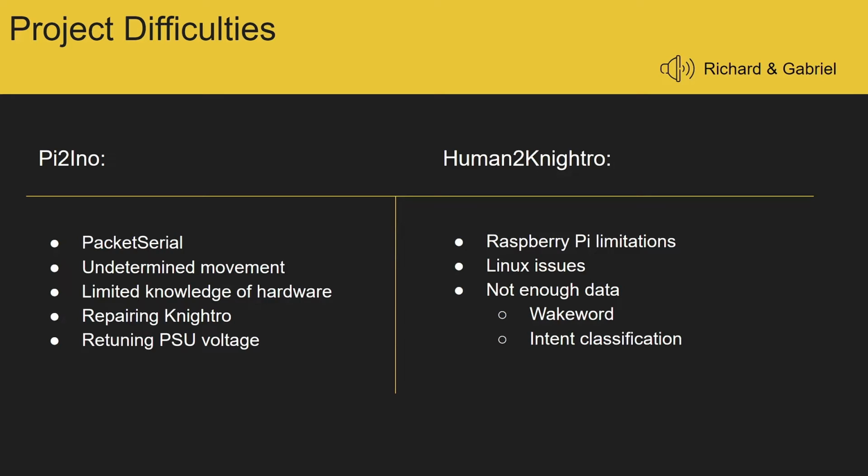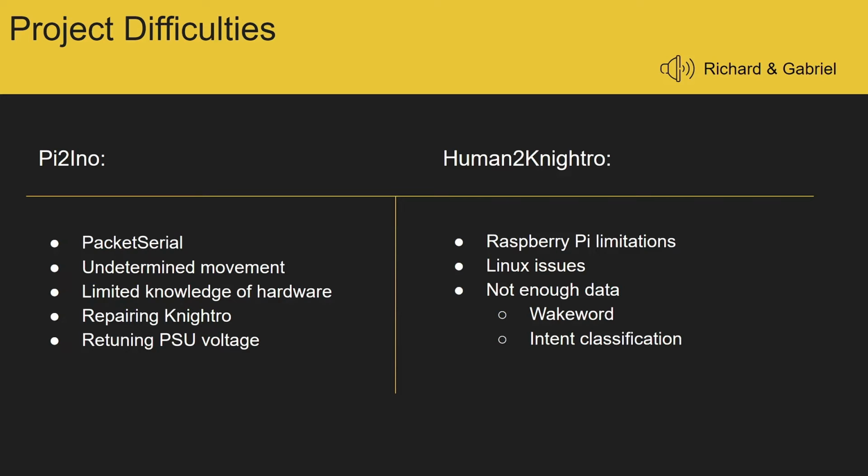We also had limited knowledge of hardware going into this project. I didn't know what an Arduino even was before starting. There were also some physical repairs we needed to perform on Knightro during STEM day. On the transition to the building, his head fell off, so we had to reattach it. Additionally, we had to figure out the voltage for the power supply unit. Turns out that if somebody is fiddling with the knob while it's off, that does change the voltage, so we had to quickly figure out what that voltage was again.